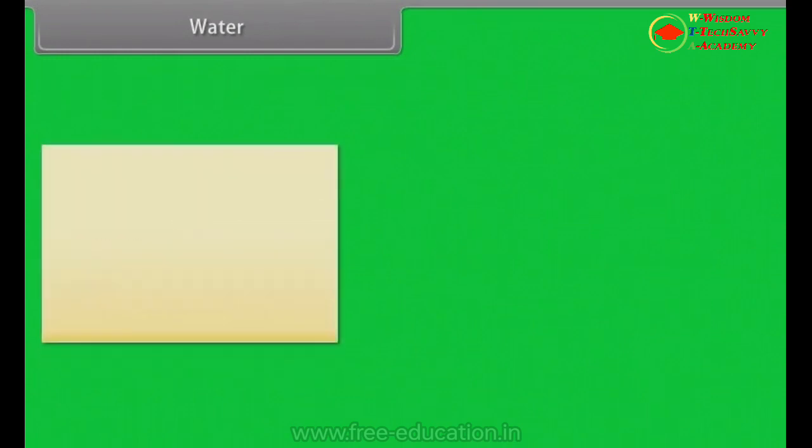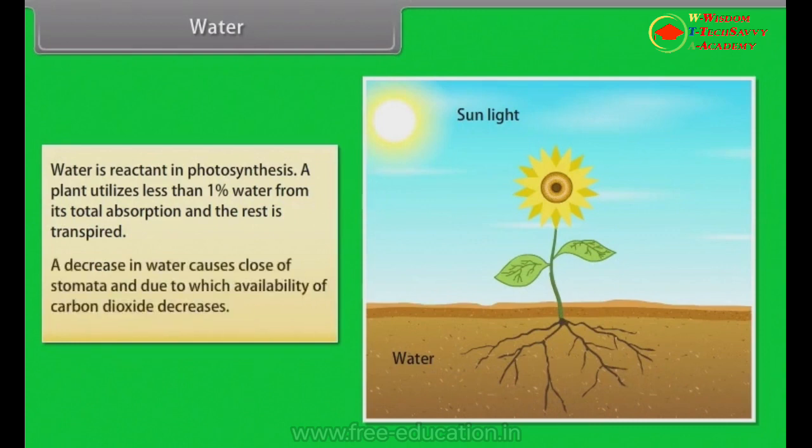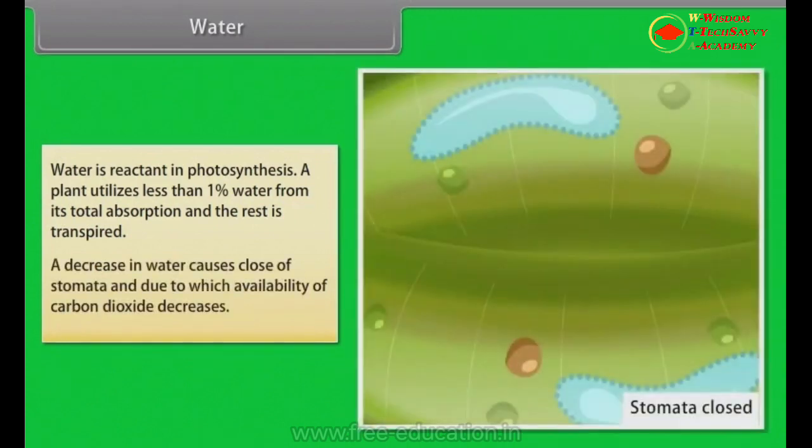Water. Water is a reactant in photosynthesis. A plant utilizes less than 1% of the water it absorbs for photosynthesis, and the rest is transpired. A decrease in water causes closing of stomata, due to which the availability of carbon dioxide decreases.